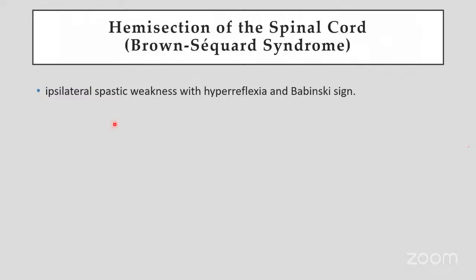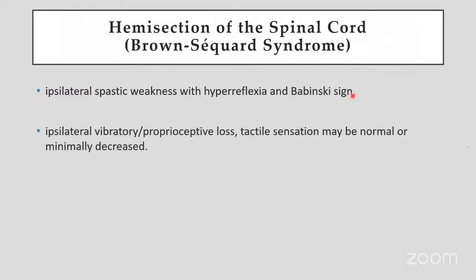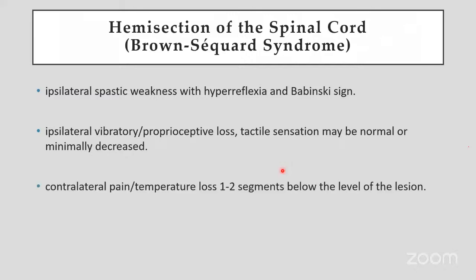There is ipsilateral spastic weakness with hyperreflexia and Babinski sign, and ipsilateral vibratory or proprioceptive loss due to disruption of the dorsal column fibers. Tactile sensation may be normal or minimally decreased. Contralateral pain or temperature loss is 1 to 2 segments below the level of the lesion due to disruption of the spinothalamic tract.